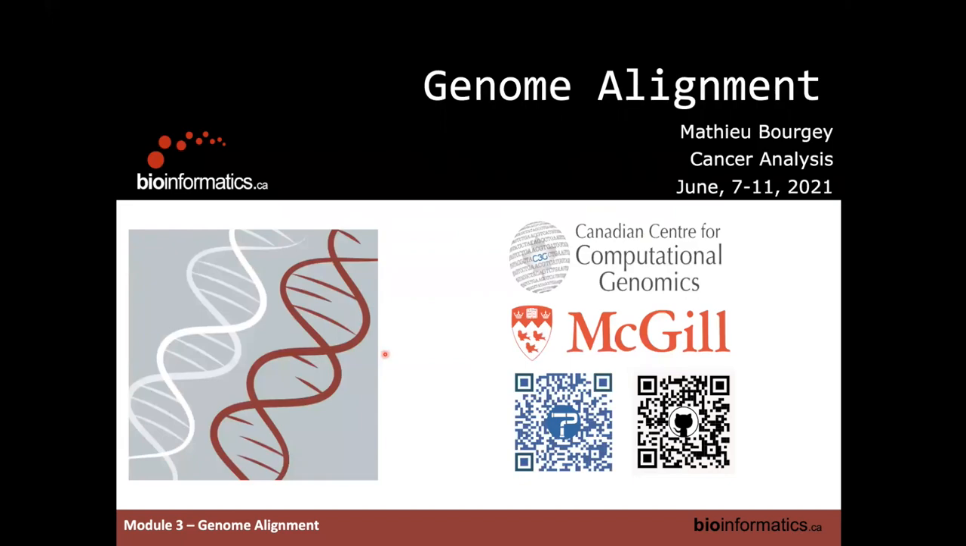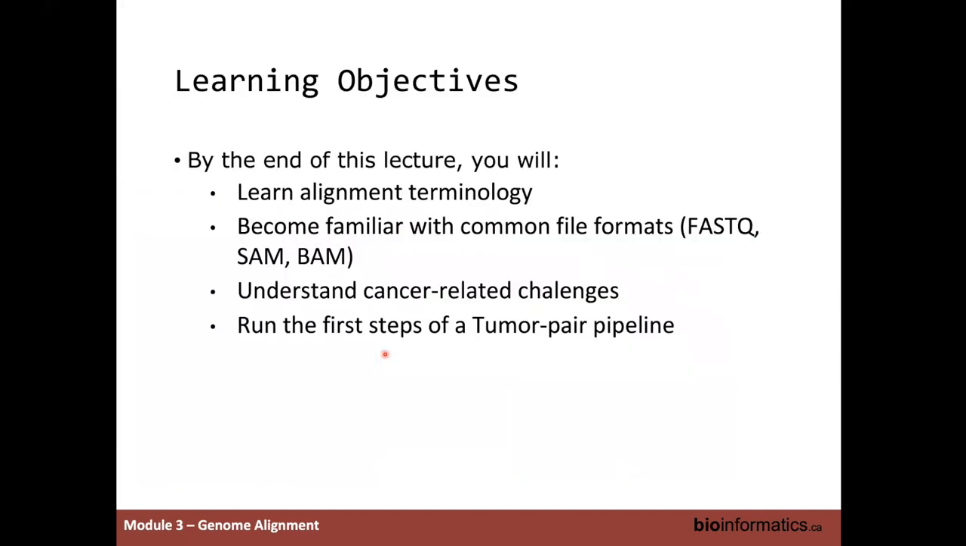So today we'll talk about genome alignment. The main idea of this topic is to make you learn about how we do alignment, what terminology we use when we do alignment, and to become more familiar with the files that we generate. The idea is to go from a FASTQ file, what we get from a raw sequencer, to a high quality BAM file, which will be ready for variant analysis.